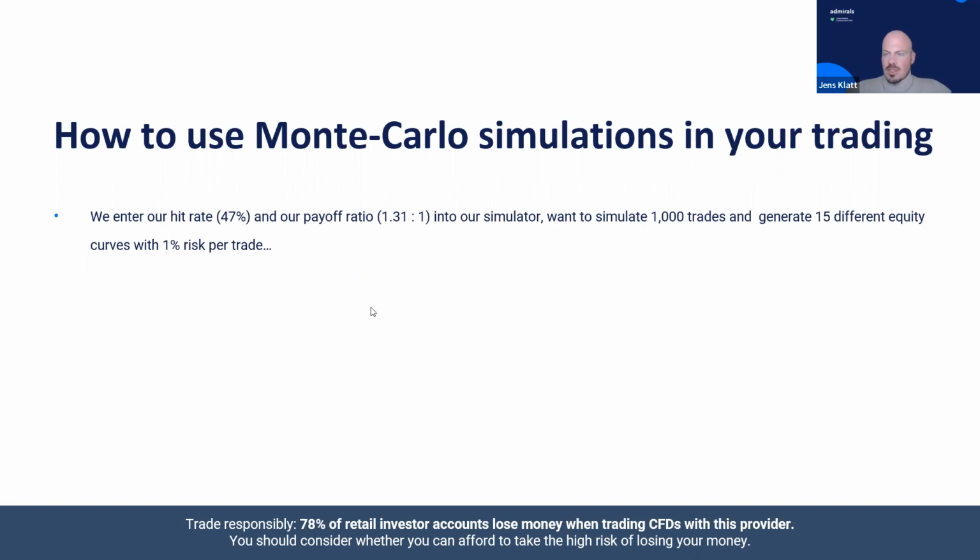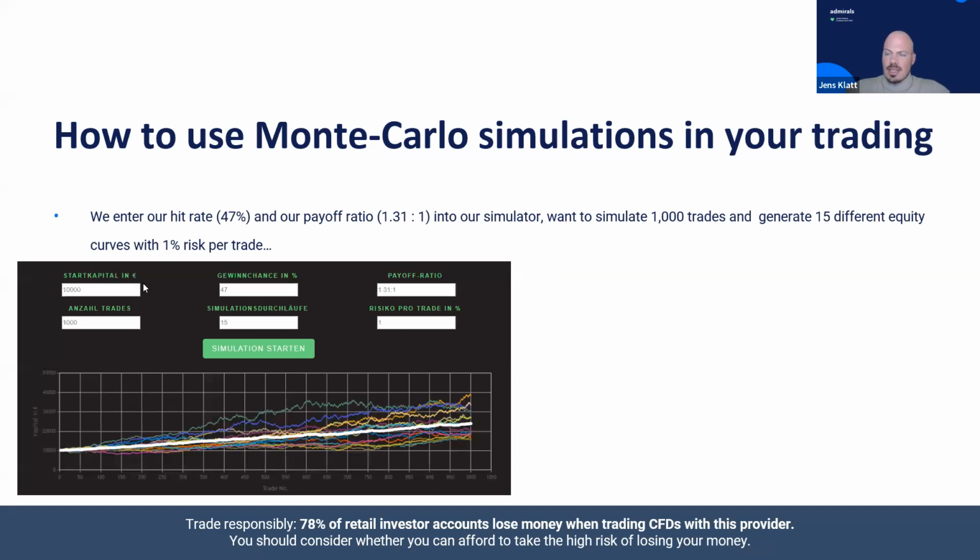If you put this in a Monte Carlo simulator and you say, per each trade, let's assume you start out with 10,000 euros in your account and you risk 1% per trade. This is 100 euros. Then you want to simulate, in this case, 1,000 trades and generate 15 different curves. And this is what will be created in this simulator. So here the starting capital goes in as 10,000, you simulate 1,000 trades, you have a winning hit rate of 47%, you have 15 different equity curves, you have 1.31 to 1 as a payoff ratio, and you have the risk per trade of 1%.